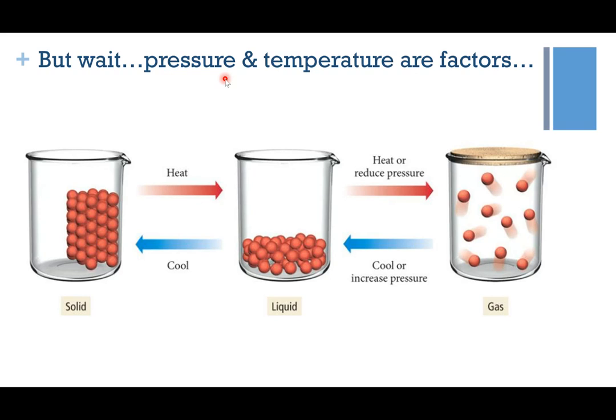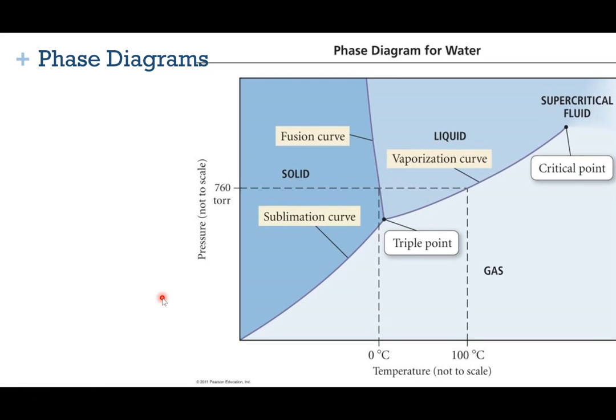The way that we see pressure as affecting these phase changes is in phase diagrams. So a phase diagram is going to show us a lot of information. On a phase diagram, we're going to see first the 3 phases that a substance might be in. So this is the phase diagram for water. We've got solid water, liquid water, and gas. So solids, liquids, and gases.